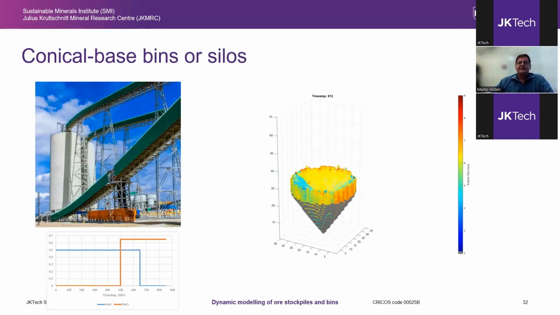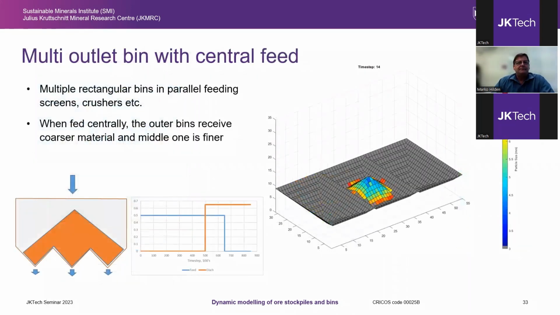And you can see in this case, the coarser material had rolled to the outside of the pile, outside of the bin, and so there is segregation induced in that pile.